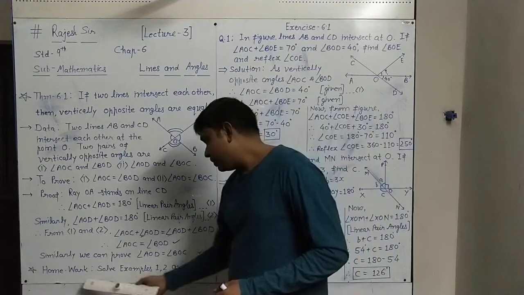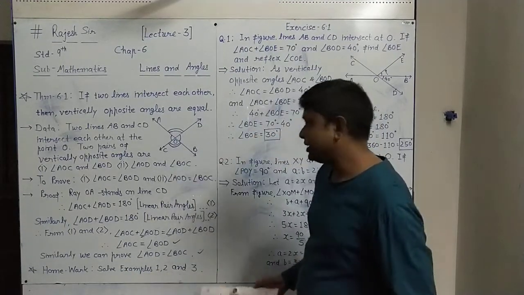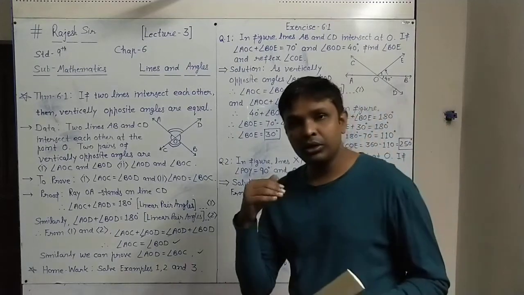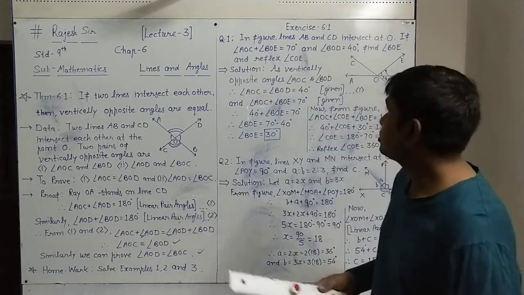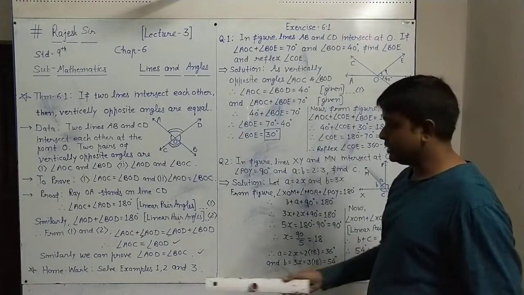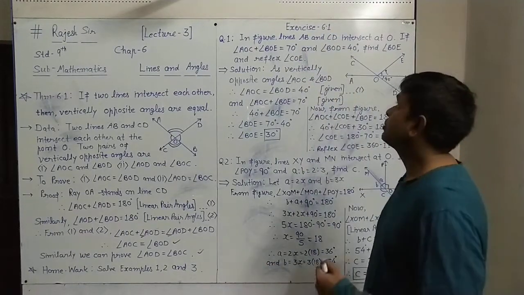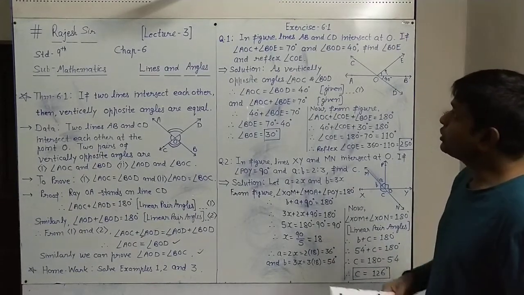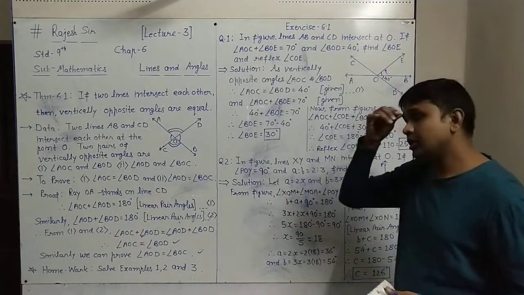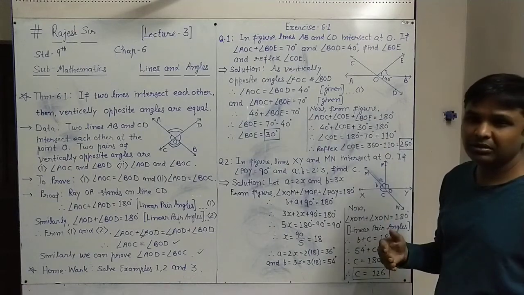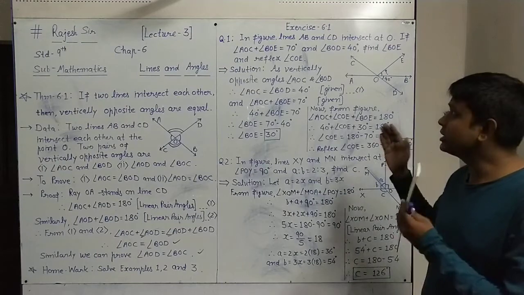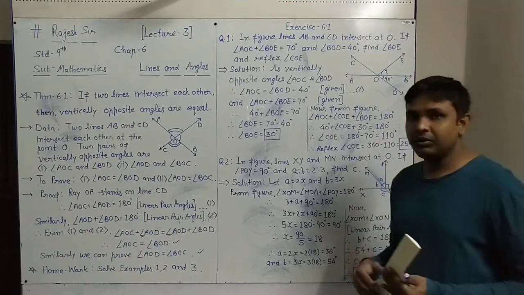And now in homework, you will solve examples 1, 2 and 3 that we have in this chapter. Those first three examples you will solve on your own. Here we are solving exercise 6.1, which comes after these three examples. So we will solve the exercise in this class lecture. In the questions, all the theory that we have seen, all the pairs of angles, and this theorem also, we will use in this exercise and we will get our answers.